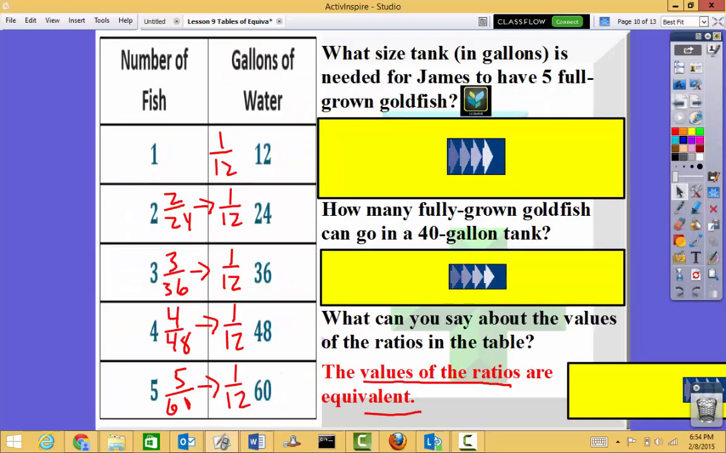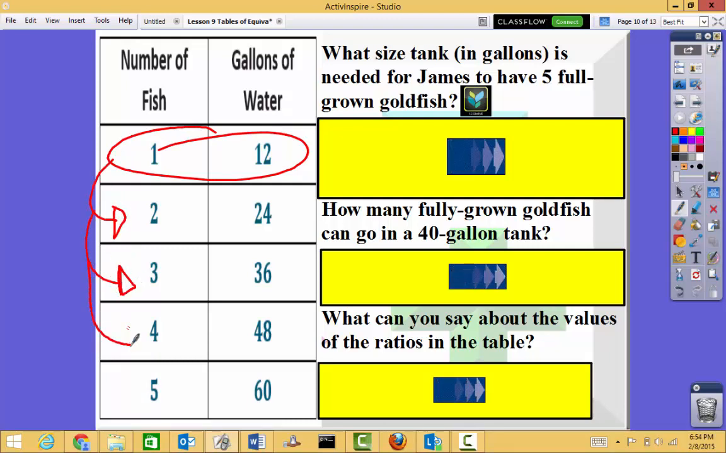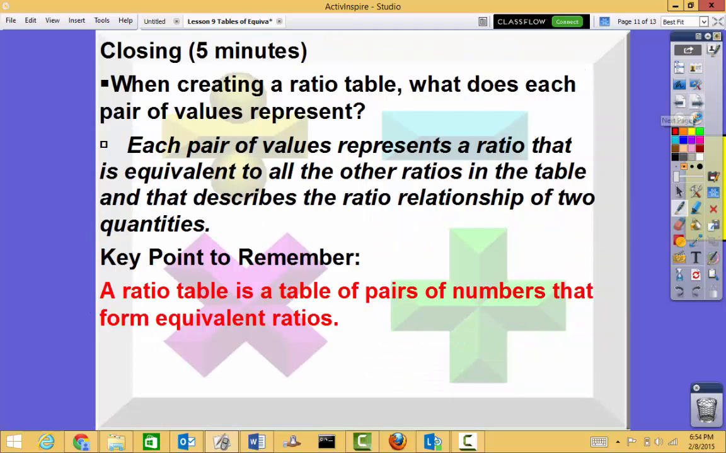So an easier way to think of it is when I have this problem here, I have these two values, and they're describing a relationship to all my other ratios. What's that relationship? It's that they're all equivalent. And why are they equivalent? It's because they have that same value. So this is the key thing I want you to remember taking away today.